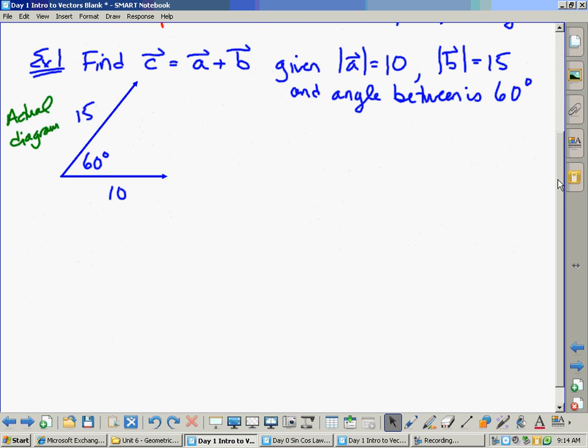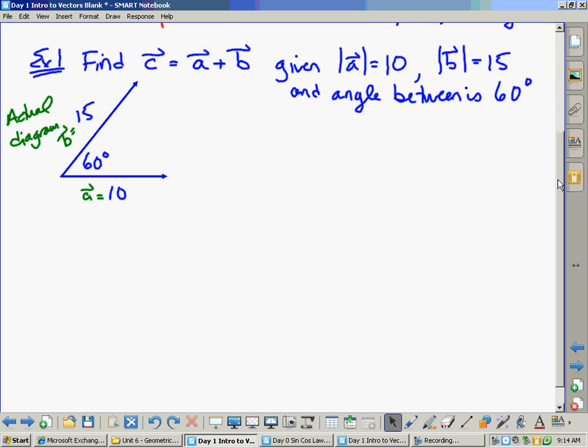So I've given you an actual picture describing two vectors. The first vector we're going to call vector A, and it's right here at 10 kilometers an hour, 10 newtons, 10 whatever. Over here is vector B, and it's 15 whatevers, 15 newtons, 15 kilometers an hour, whatever. All you know is that the angle between them is 60 degrees. Not where they live in space or anything like that, just that they are 60 degrees apart.